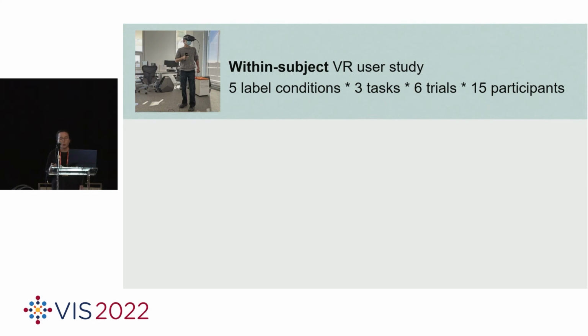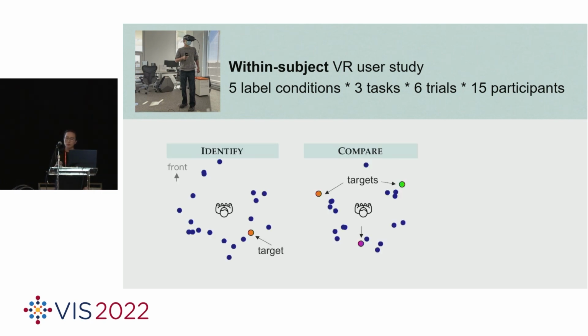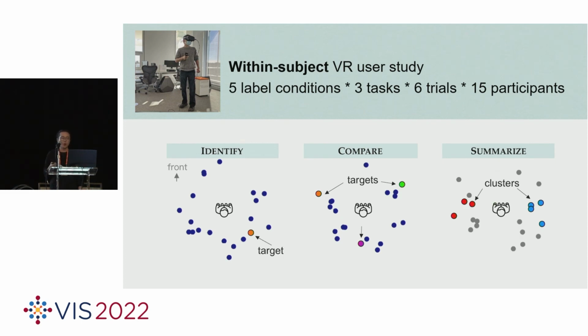To evaluate which encoding technique is most useful for the situative visual analytic task, we conduct a within-subject user study with 15 participants. The user was asked to identify an object, compare 3 objects' values, and summarize the value average of 2 clusters. We record the time, accuracy, and subjective feedback.